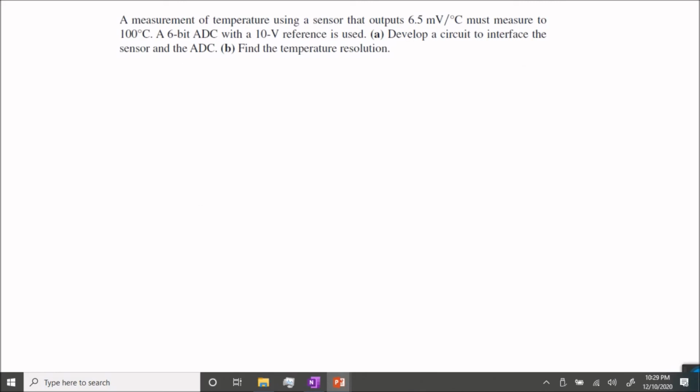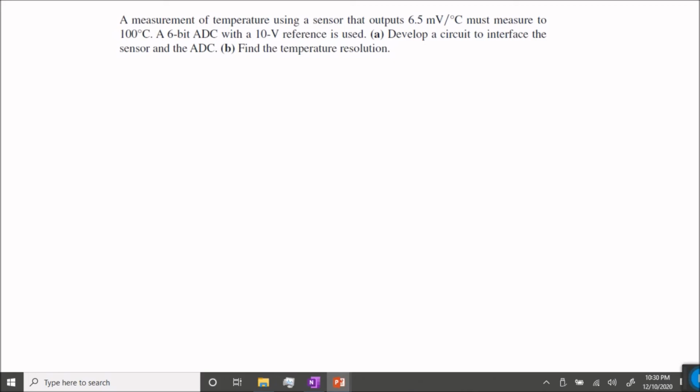So let's see what is happening and what is required in this example. A temperature measurement is being made and the sensor has an output of 6.5 millivolts per degree centigrade, and it must measure temperatures up to 100 degrees centigrade. A 6-bit ADC is being used with a 10 volt reference. So they are asking us to develop a circuit to interface the sensor and the ADC.